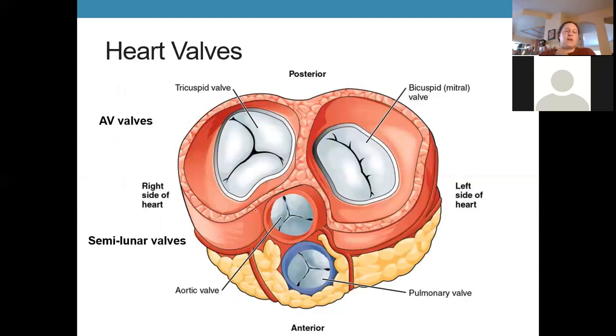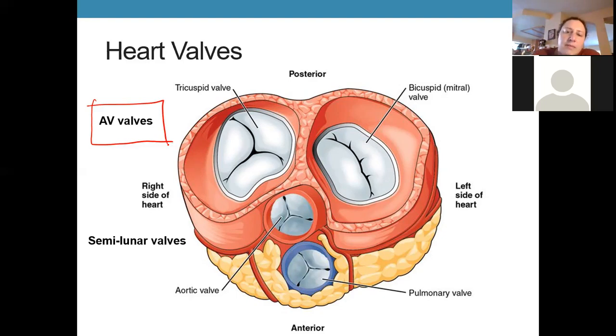So the valves are actually all sitting in between the atria and the ventricles, so the upper chambers and the lower chambers. And they're all attached to a fibrous skeleton of the heart that the muscle also attaches to. And we have basically two sets of valves. So we have atrioventricular valves, which sit between the atria and the ventricles. And there's one on either side.